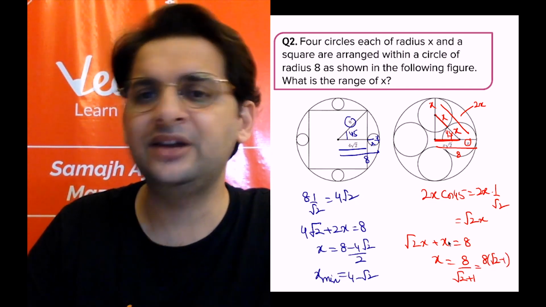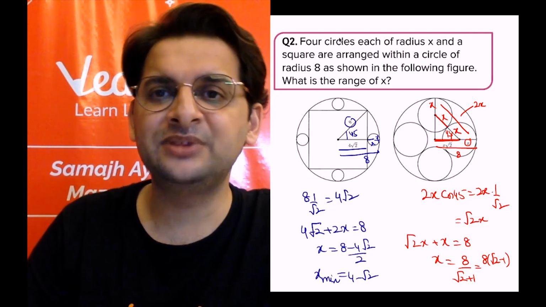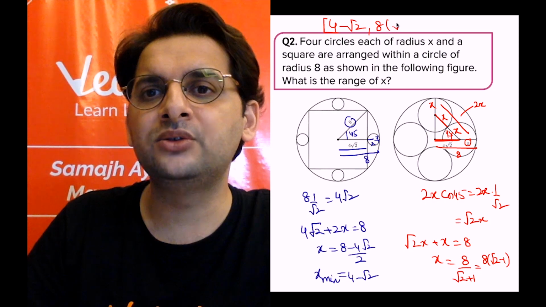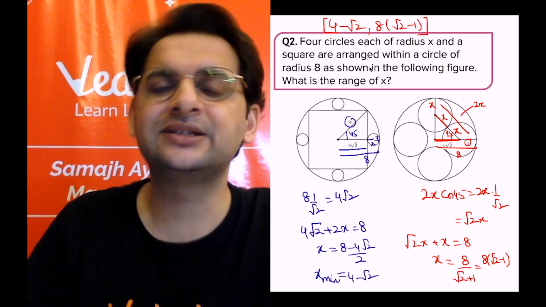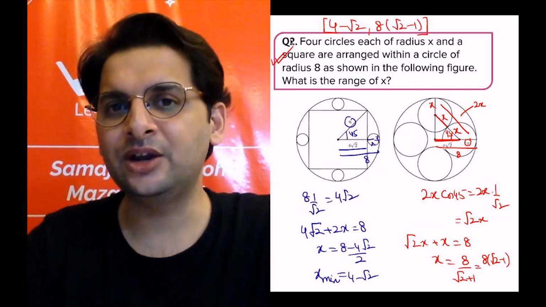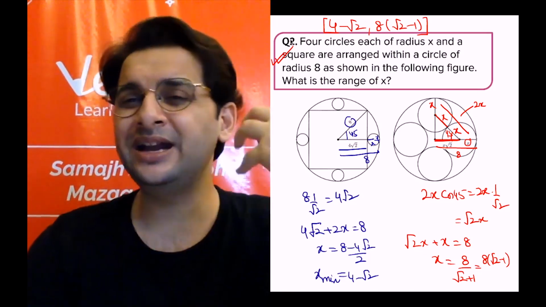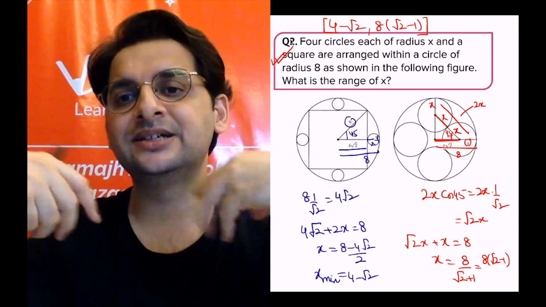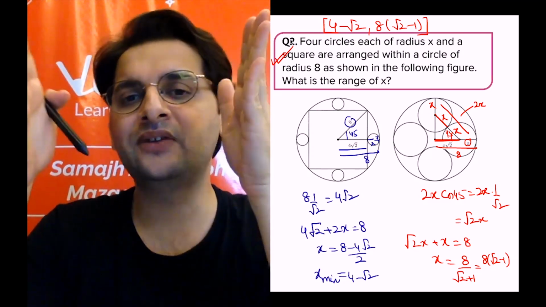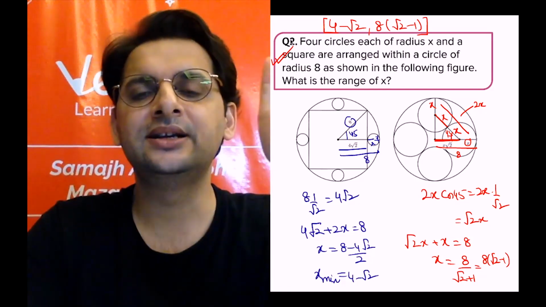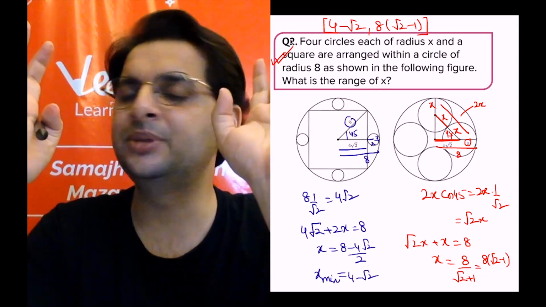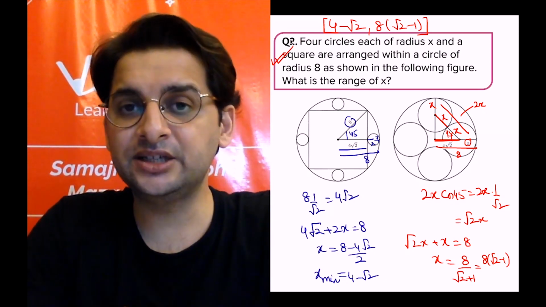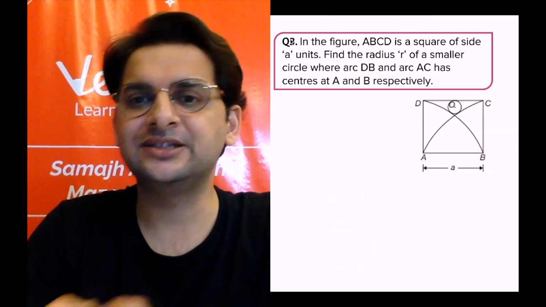So this is the maximum value. So the value of x ranges between 4 minus root 2 to 8 into root 2 minus 1. So this is the range of x satisfying this condition. I hope this is clear to each and every one, where we have applied nothing. So in any questions involving two circles, all we have to do is join the centers. That is it. Join the centers, apply Pythagoras. Simple fundamental, right? All right guys, so if you've understood this, let us move on to question number 3.